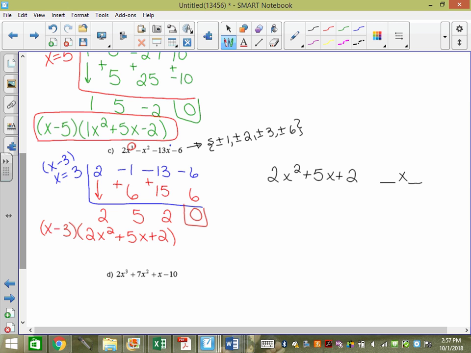What times what gets me first times last? So 4. What plus what gets me middle? 5. Nothing has changed between that and product sum, right? We still find the same numbers that way. What are our numbers? 4 and 1, we agree?